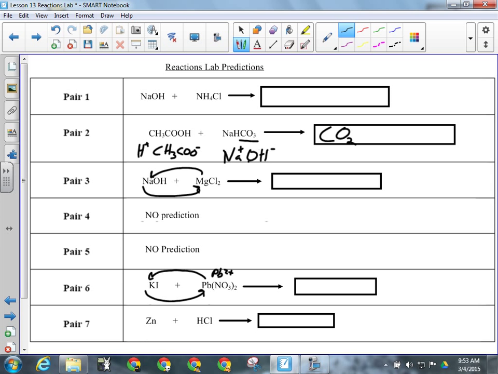What about pair 1? What happened in pair 1? Yeah, there should have been a really strong smell, which means what was formed? A gas. Did our prediction indicate a gas? It did not. As a little hint, the gas that was formed is ammonia, NH3.